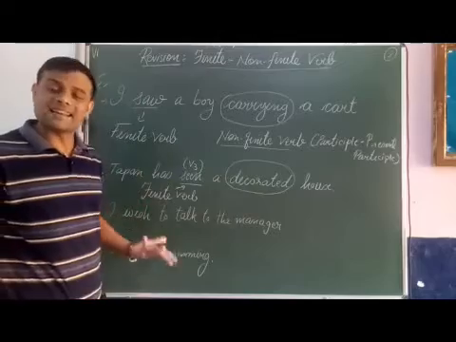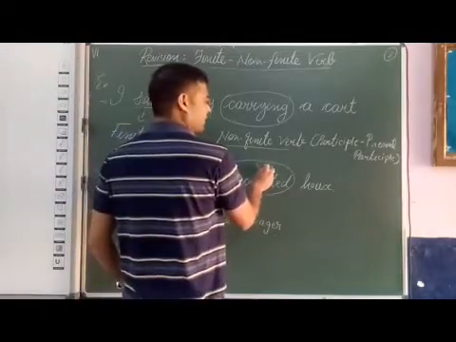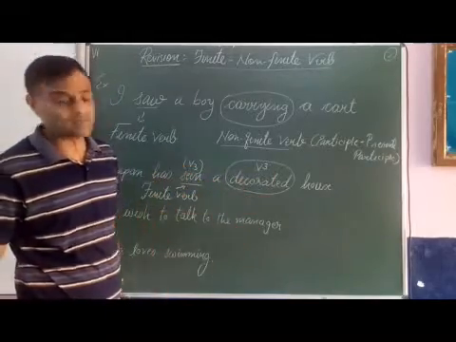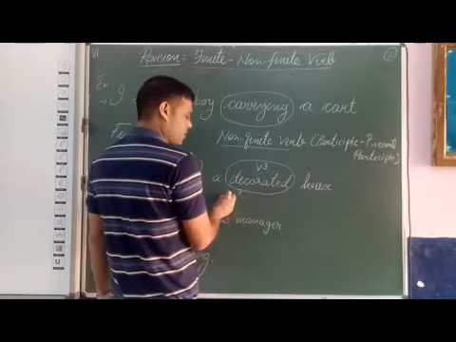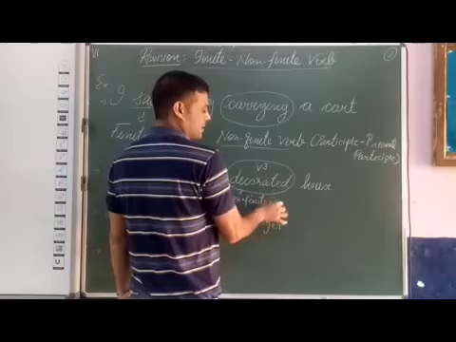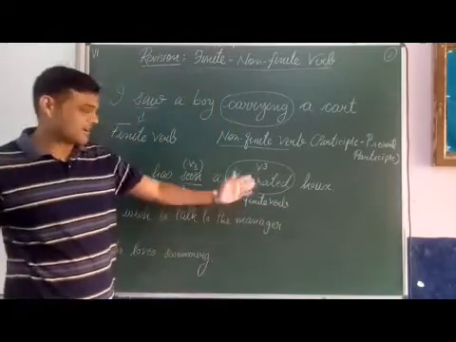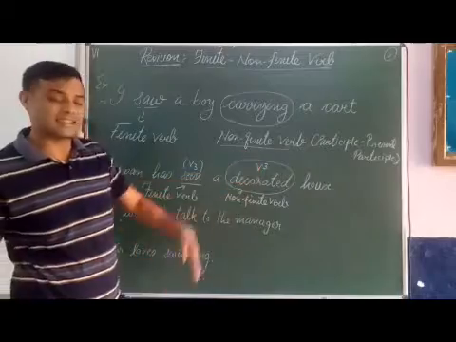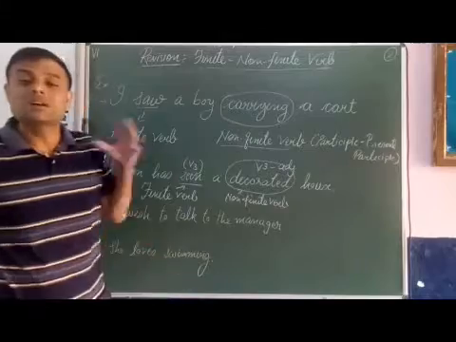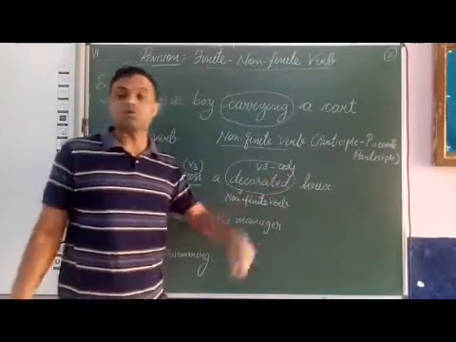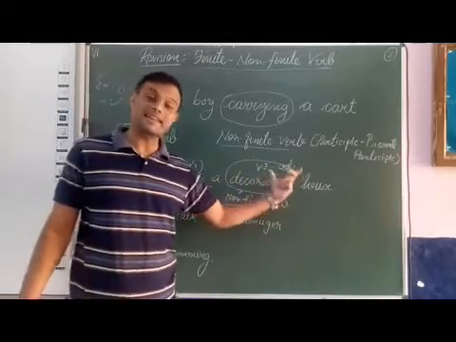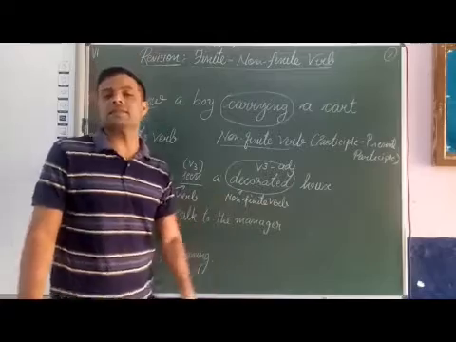Now decorated is also V3. But decorated here doesn't show the tense of the sentence, so it is a non-finite verb. Here it performs the function of an adjective. House, how was the house? Decorated. So decorated is an adjective in this sentence.